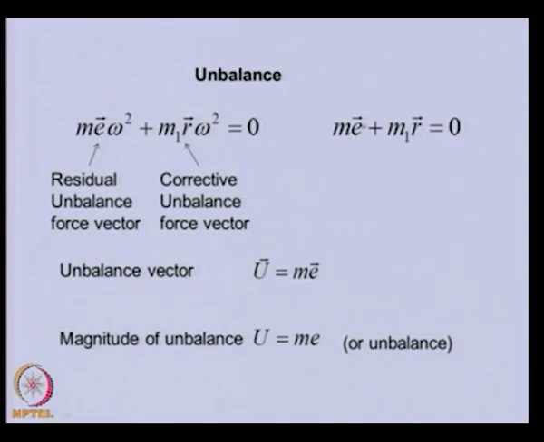This product is important: mass into eccentricity, or the correction mass into the radial position. This is called the unbalance vector, and the magnitude of this unbalance vector, U equals m e, we sometimes call simply unbalance. So, the product of the mass of the rotor into the eccentricity is what we call unbalance. Just unbalance, if we are saying, is nothing but the mass into the eccentricity of the rotor.